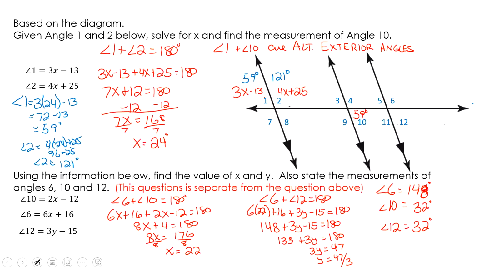When I kick through that and solve that out, I end up finding out y is actually 47 over 3, which is a really weird answer, but that's the answer. So y was 47 over 3, and the angles are 148 for angle 6, and then angles 10 and 12 are both 32. That makes sense. Was everybody able to get that?